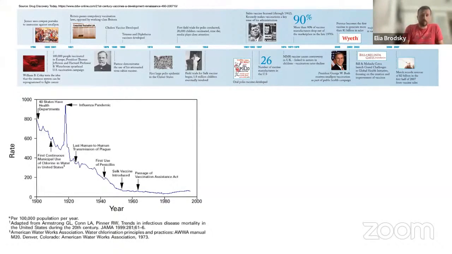So from a population health perspective, we can see that the establishment of health departments, municipal use of chlorine in water, and use of penicillin are all predecessors of the vaccines, which were introduced in the 1950s. And up until today, those methods were actually very, very effective.